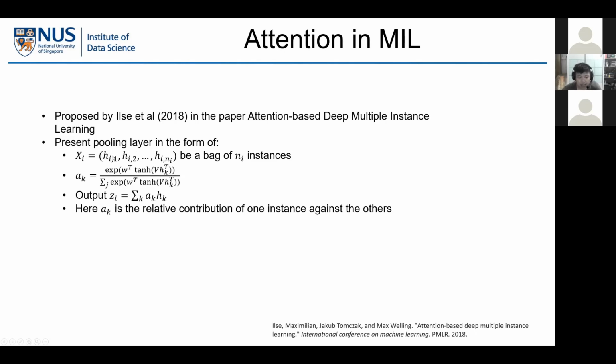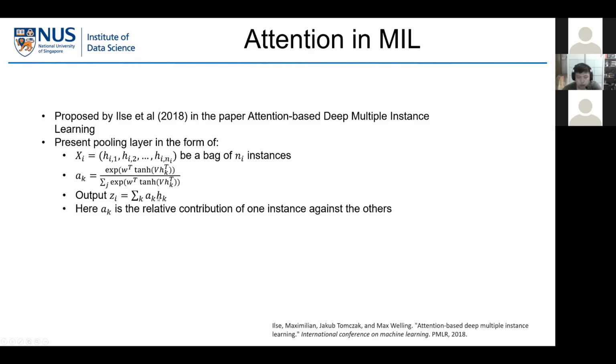Then instead of just taking the maximum across the dimension of all these instances, you can actually measure how similar these instances are to each other. And after measuring the similarity, you can come up with this variable ak that is basically the normalized similarity of all these instances.